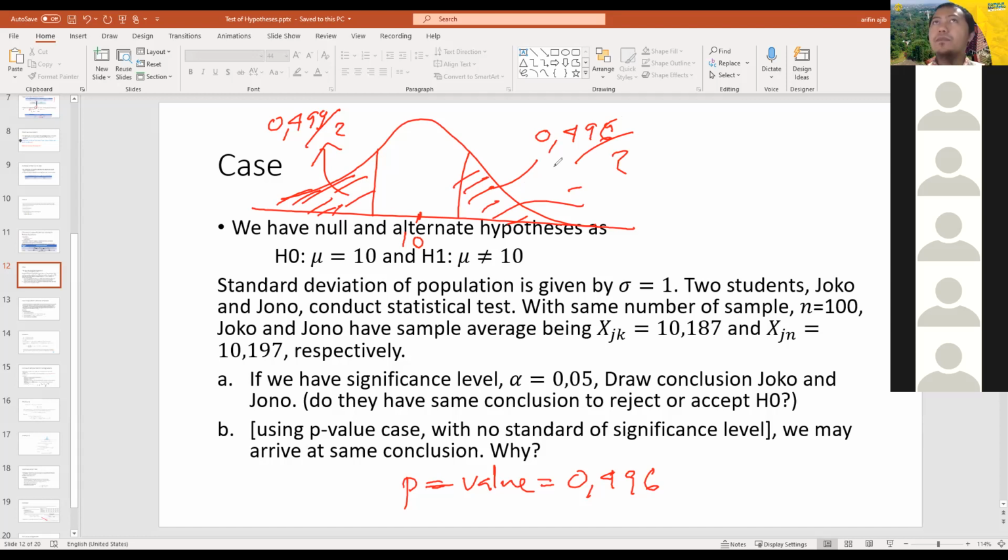Okay. Sir, why should we divide it by 2? I mean, if it's more than that, why do we divide it by 2? I still don't get it. Okay, that's because mu is not 10, so it is possible to be less than 10, or it is possible to be greater than 10. Do you get it? Oh, okay, sir.